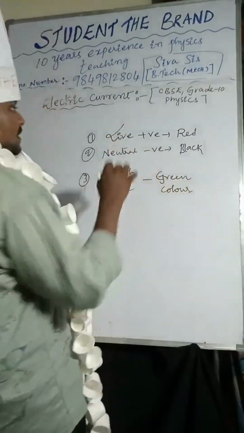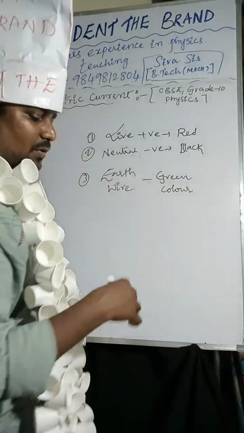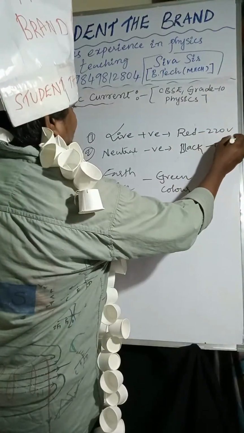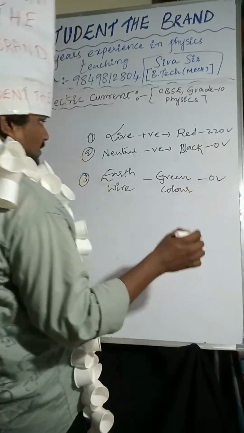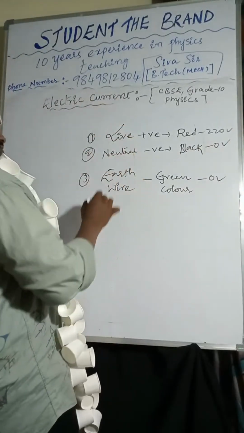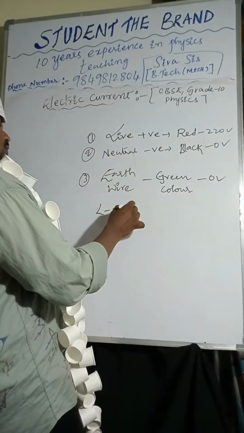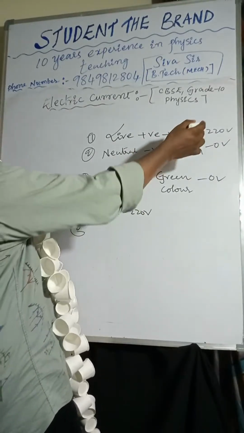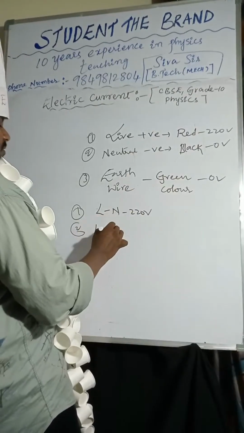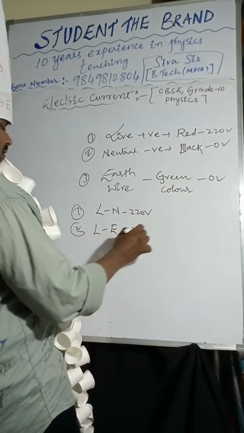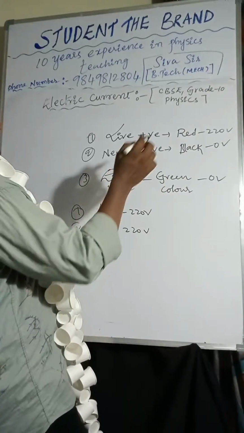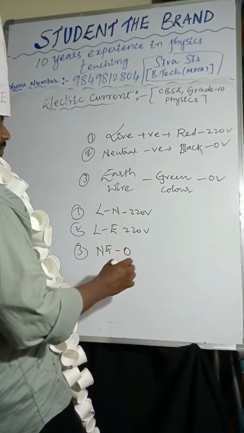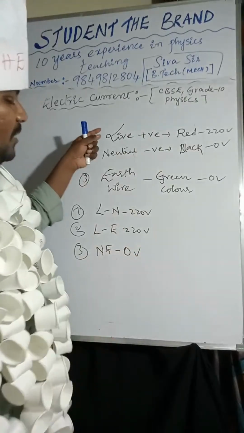Okay, so the potential of the live wire is 220 volts. The potential of the neutral wire is 0. The potential of the earth wire is 0. The potential difference between the live wire and neutral wire is 220. The potential difference between the live wire and earth wire is 220. The potential difference between the neutral wire and earth wire is 0.